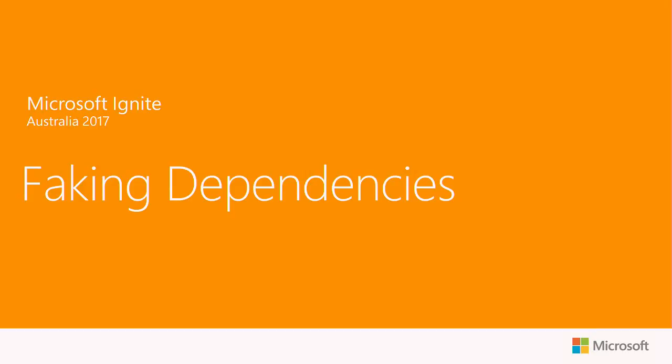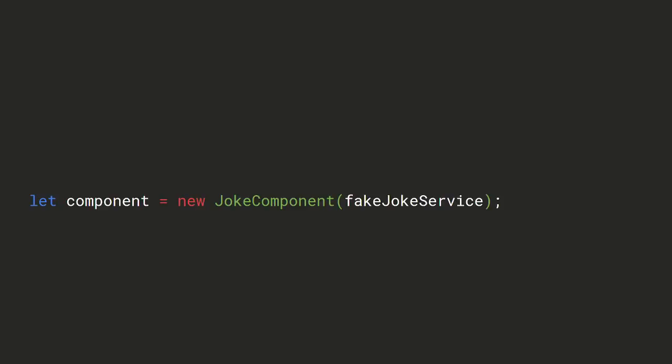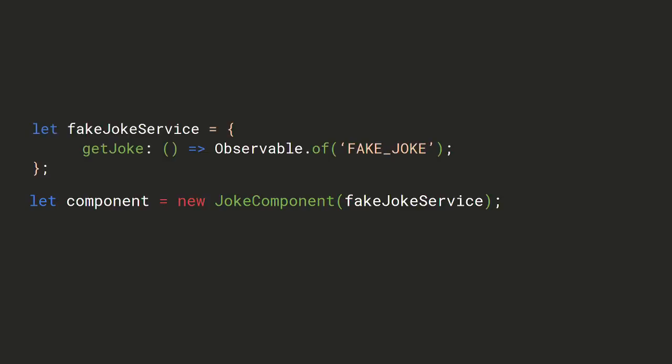Excellent. So faking dependencies. Faking and the setup of dependencies is still one of the hardest parts of testing. If you've written unit tests in C#, you know that it's one of the biggest challenges in C# as well. So we're going to talk about how we can make it easier in Angular. The scenario is that we have a joke component, and you saw that the joke component has a dependency on this joke service. Now, Duncan, to get his test passing, just passed in null. But when we're actually testing code that uses that service, we need to pass something in that can actually be used. So one method of doing this is to pass in a fake.